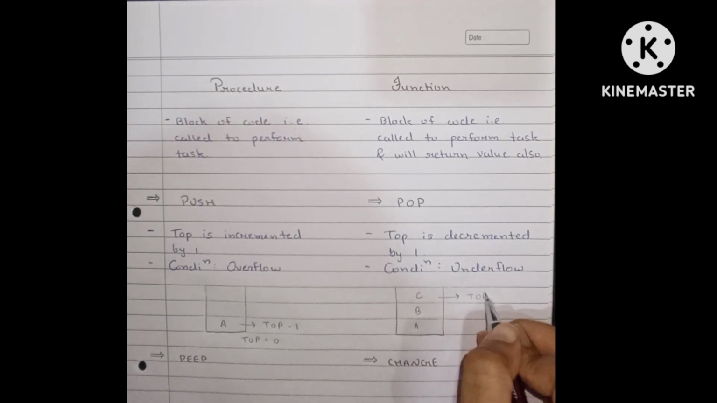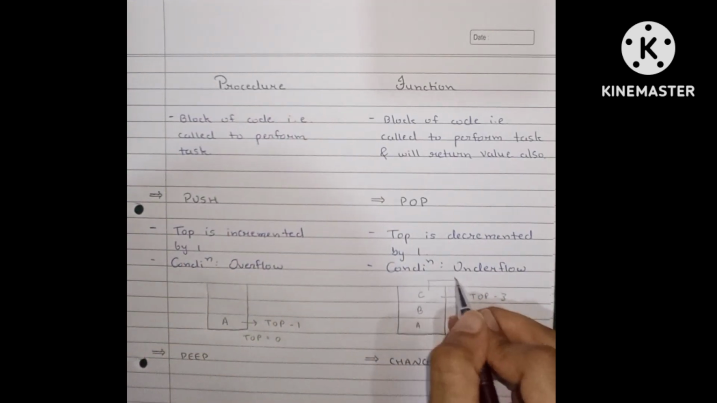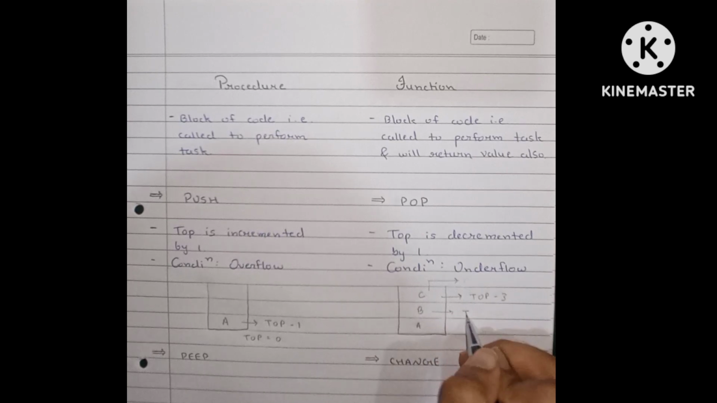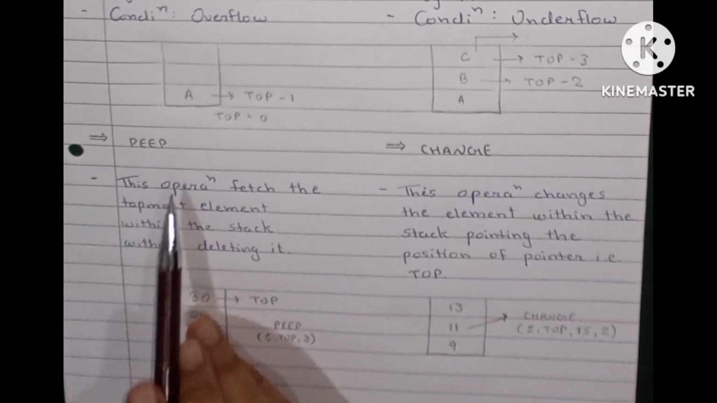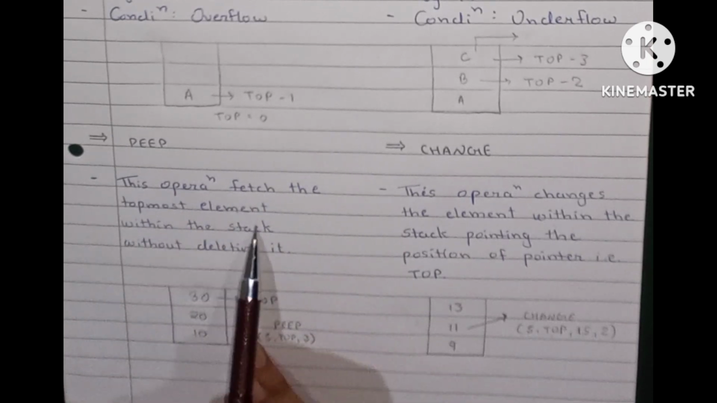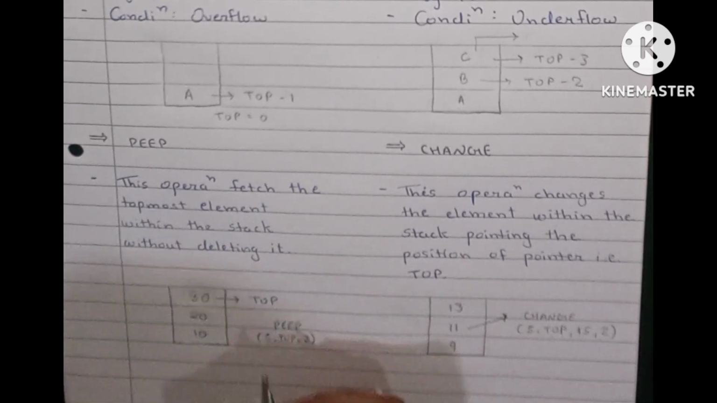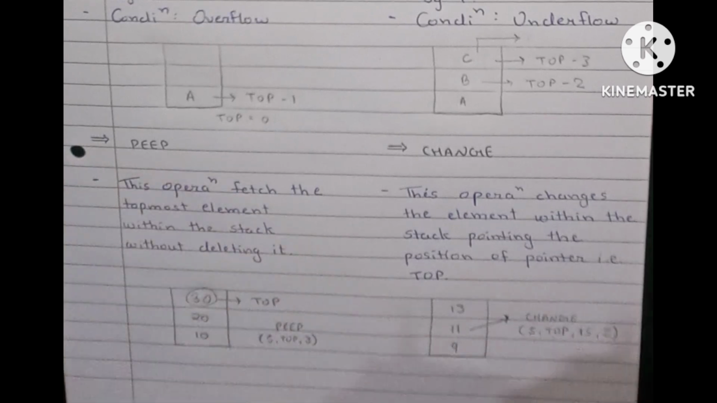Here are some elements where C has the topmost value 3. To remove the C element, first of all the top value is decremented by 2, then the element will be removed. Now PEEP is the function which is used to fetch the topmost element within the stack without deleting it. From this stack we can use PEEP from stack having top index 3, which will return value 30.